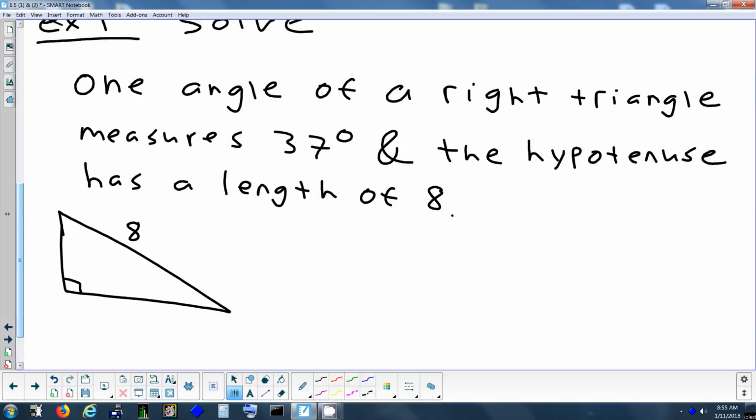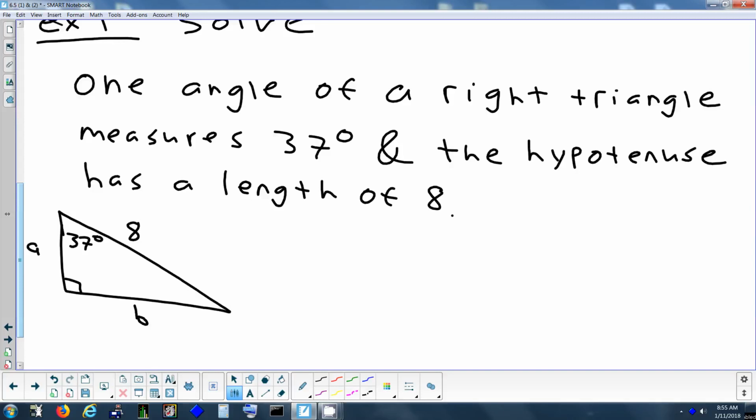Does it tell me where to put it? No, it doesn't matter, if you're going to get all the same answers in the end. Okay. So I'm going to put it right there. And now I'm going to label my sides. We always use English letters for the sides.